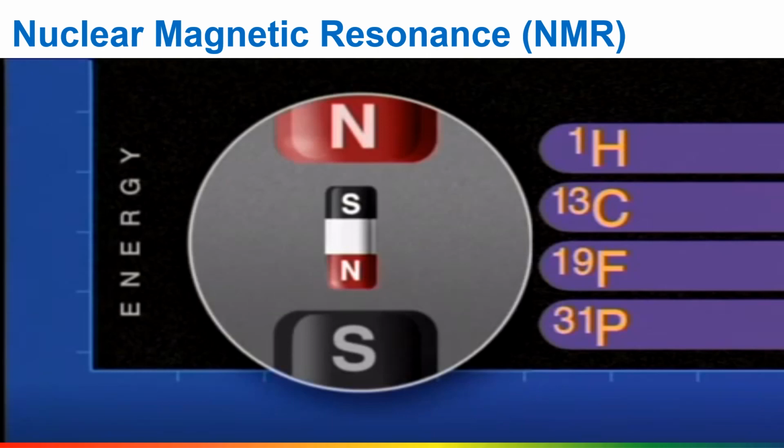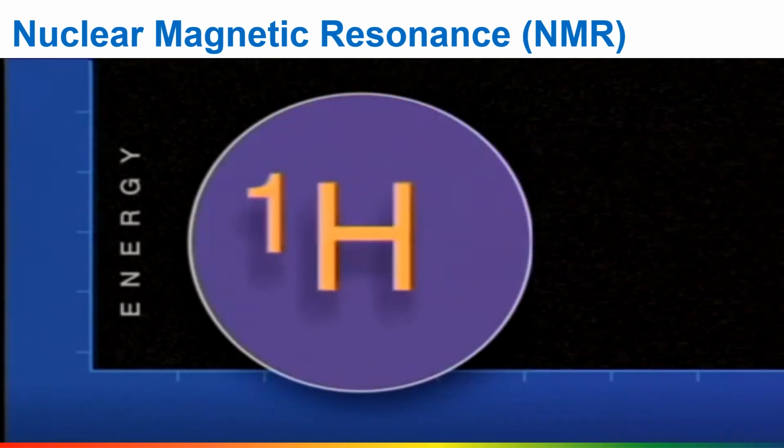We will concentrate on hydrogen-1 NMR. This is often called proton NMR because the hydrogen nucleus is just a single proton.